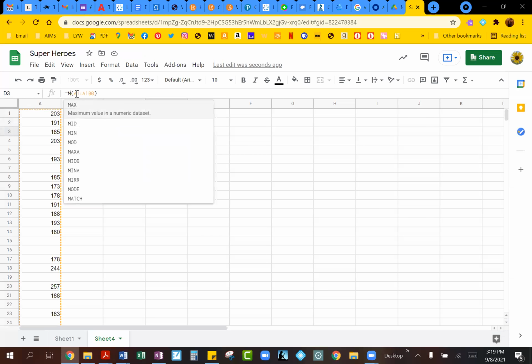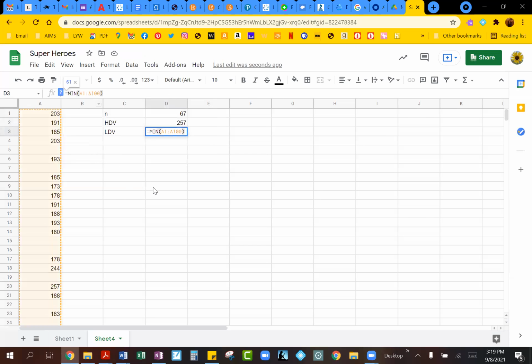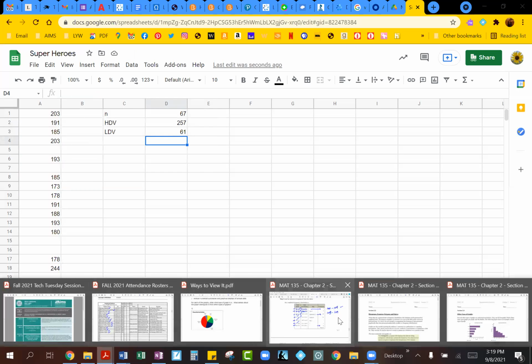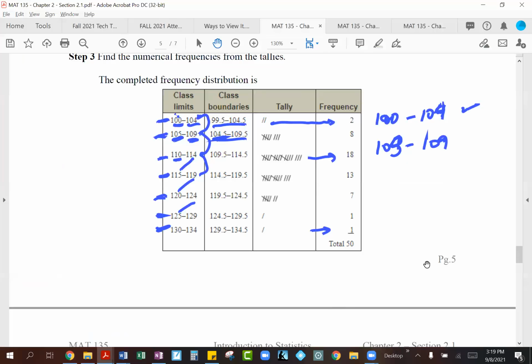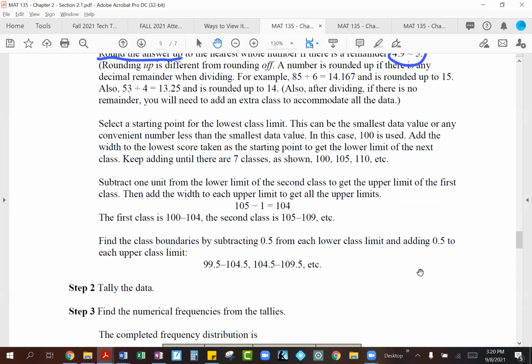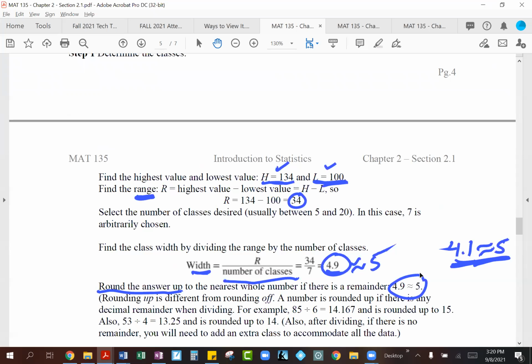So I'm just going to change that to minimum. Remember that number was 61. So you can use Excel or Google Sheets to help you out with some of these calculations. You don't have to do it by hand. But remember, our goal is basically to try and create our little frequency distribution over here. So right now, all we have is the highest and the lowest data value that we have found out.